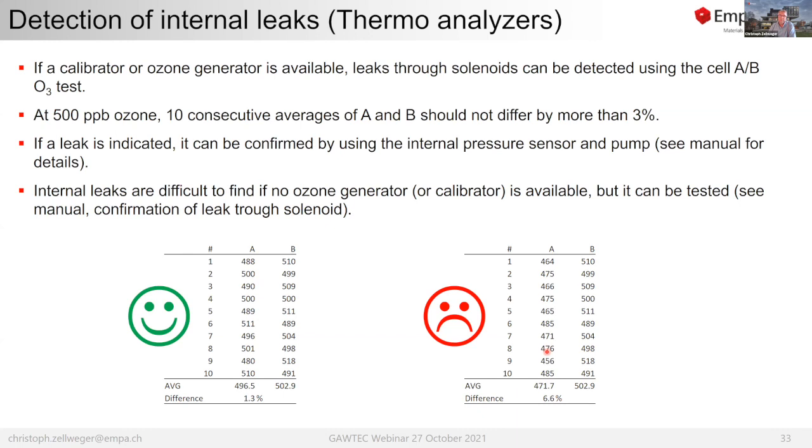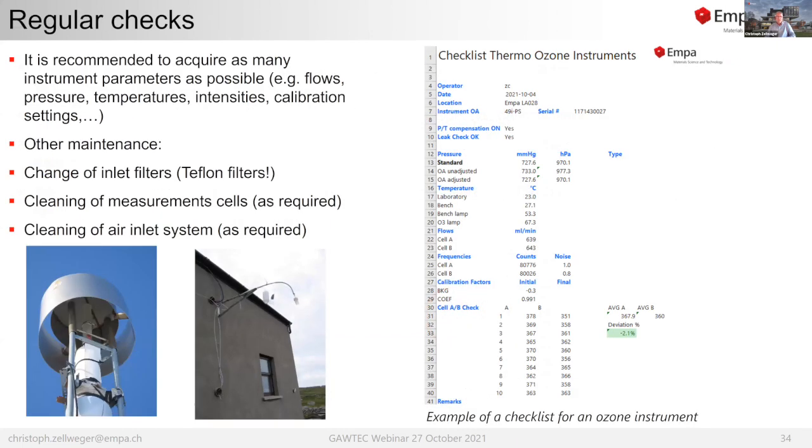I mean, there are other things that can go wrong. For example, the pump. If the pump stops, you will see it because it gives an alarm. You have not enough flow through the instruments. The instrument will tell you not enough flow, and you will check the pump. But solenoids and scrubber are difficult to detect. So regular checks are important.